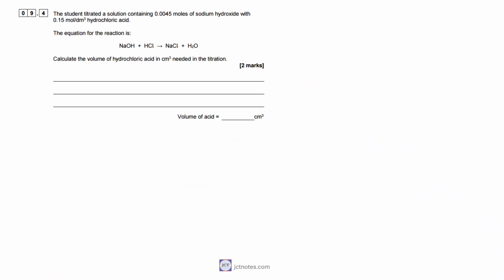We move to question 9.4. The question states, the student titrated a solution containing 0.0045 moles of sodium hydroxide with 0.15 moles per cubic decimeter hydrochloric acid. We are given a balanced equation, sodium hydroxide plus hydrochloric acid reacts to form sodium chloride and water. The goal is to calculate the volume of hydrochloric acid in cubic centimeters needed in the titration. This is worth 2 marks.